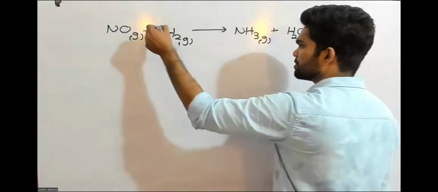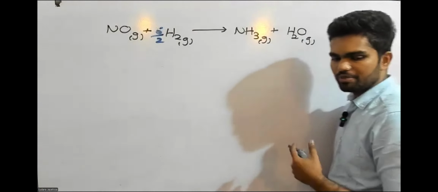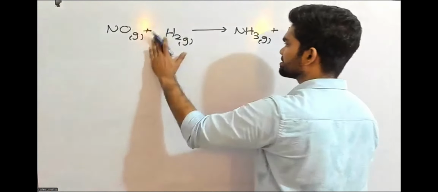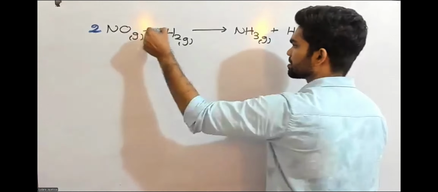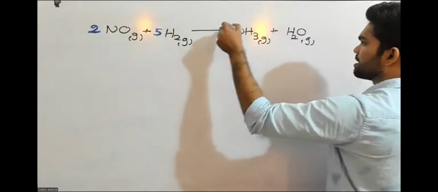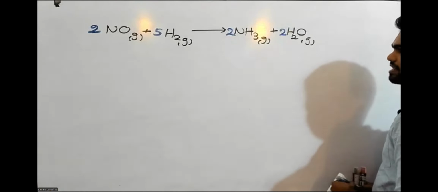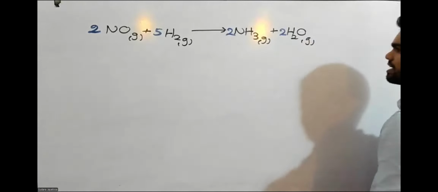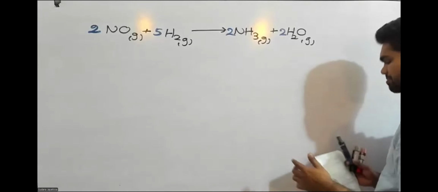So when you want to balance it, you can write 5 by 2. But we can't put fractions here, no? So what we do is multiply the whole thing by 2. Then it will be 2, 5, and 2, and 2. Now let's check again. On the left side, you will have 10 hydrogen. On the right side, you will have 10 hydrogen. No problem with that. Okay, so now this is balanced.